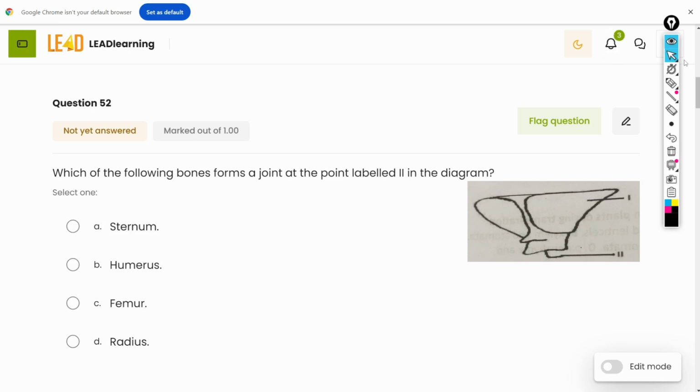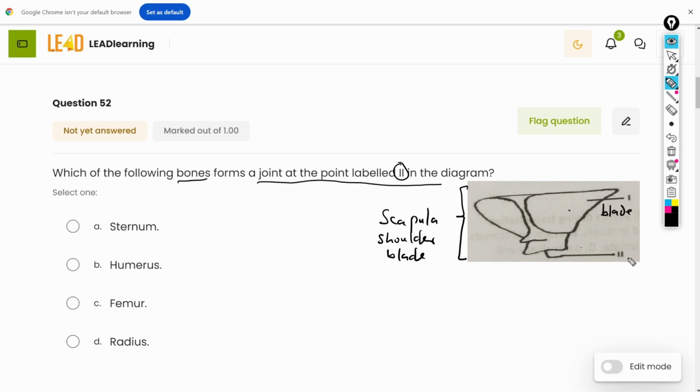Question 52. Which of the following bones forms a joint at the point labeled 2 in the diagram? Now, let's identify this bone. This is the scapula or the shoulder blade. Now, this is the blade itself. The part labeled 1 is the blade itself. The part labeled 2 is a groove or a cavity called the glenoid cavity.